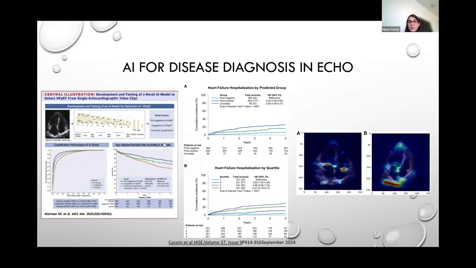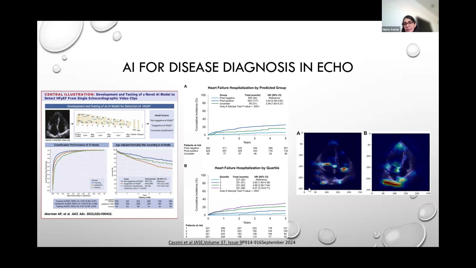In a separate study using the same algorithm, they found that this was also predictive of heart failure hospitalizations, where patients diagnosed with heart failure with preserved EF per the model classification had more heart failure hospitalizations. And this model is an example of explainable AI because they also provided these Grad-CAM images, which are gradient-weighted class activation maps. On these maps, the red areas tell us what areas are most important for the algorithm and its decision-making process.